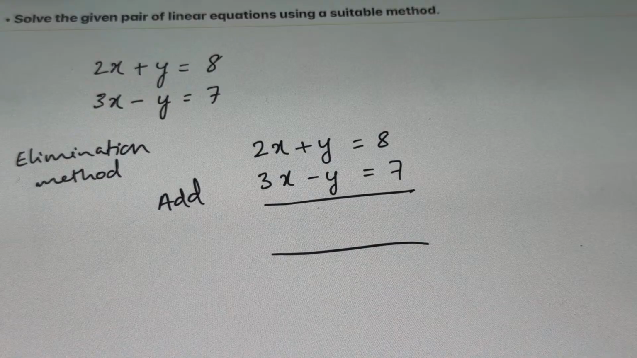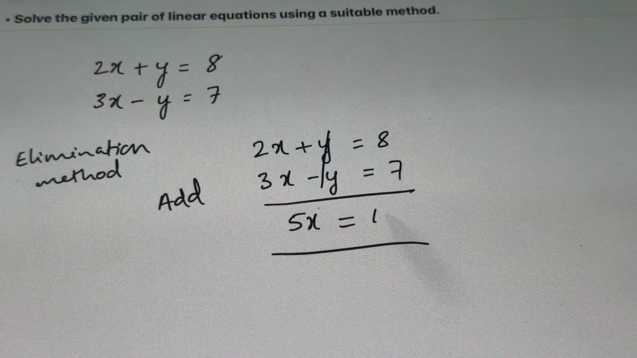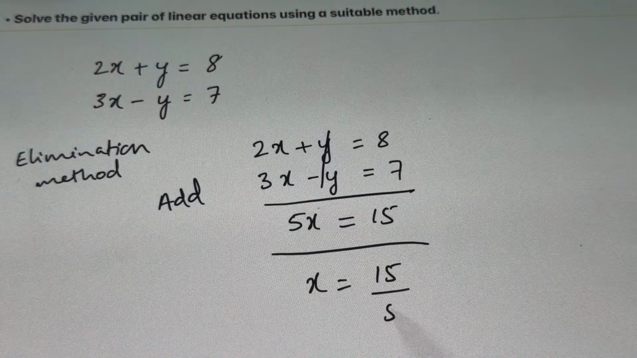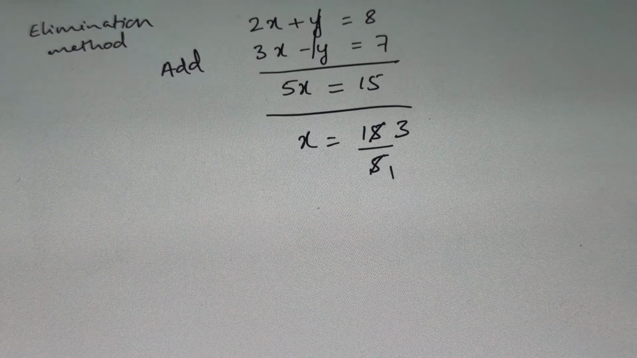If you add, plus y and minus y get cancelled, and you will get the result. So by adding, plus y minus y gets cancelled, 3 plus 2 is 5, 5x is equal to 8 plus 7 will be 15. Now divide by 5, you will get x equals 15 by 5, 5 threes are 15. So x is equal to 3.